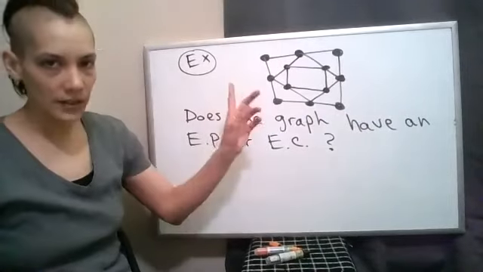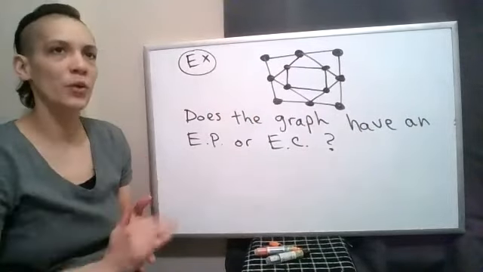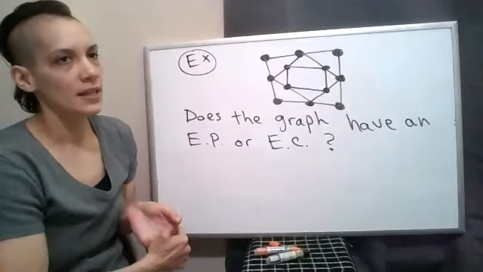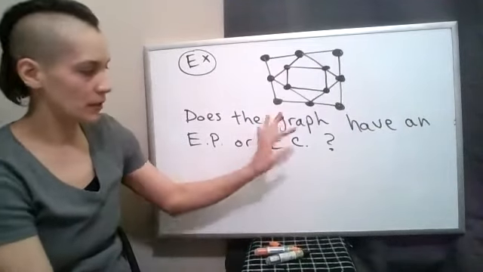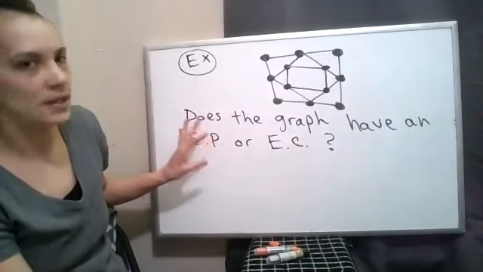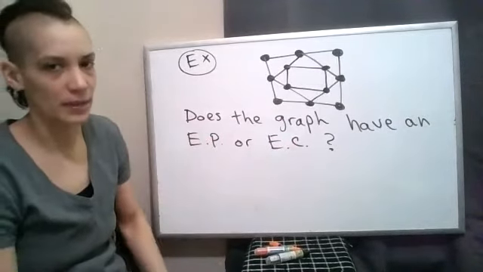So check all of your degrees, and as soon as you find more than one odd, you know it's not an Euler circuit. More than two odds, it's not an Euler path. And then you could stop at that point if you want.